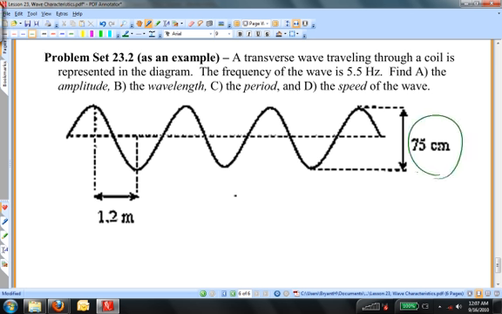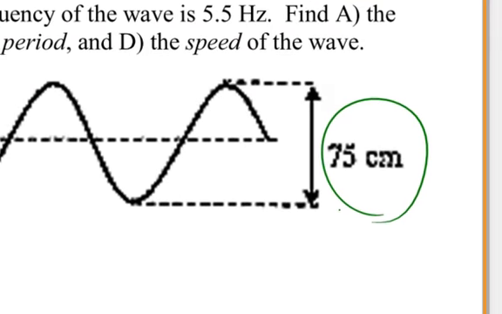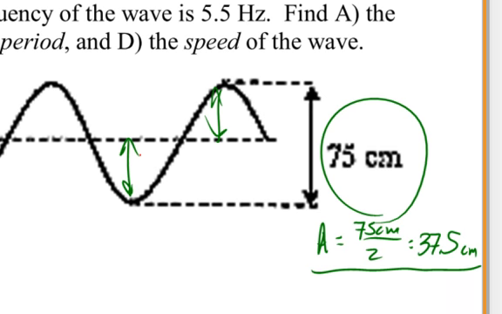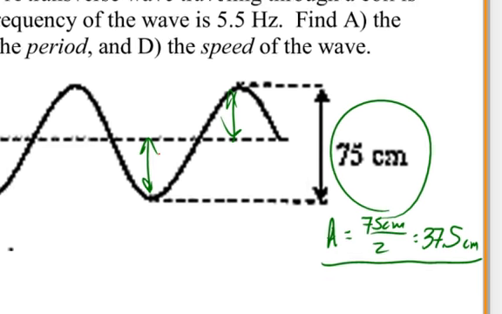I'm going to look, and for amplitude, I'm going to look at this number right here. And I remember that amplitude is the distance from the equilibrium position to the top of the crest, or from the equilibrium position to the bottom of the trough. Well, if that total distance is 75, then the amplitude is going to be half of that. 75 divided by 2, which looks like it's going to be 37.5 centimeters. That's the amplitude. That's part A.